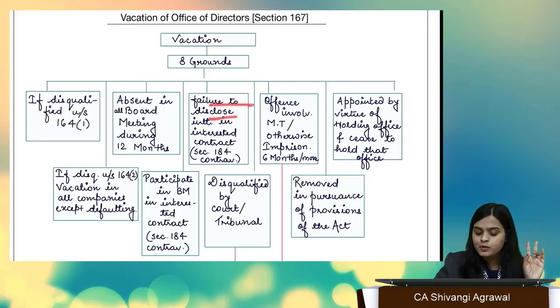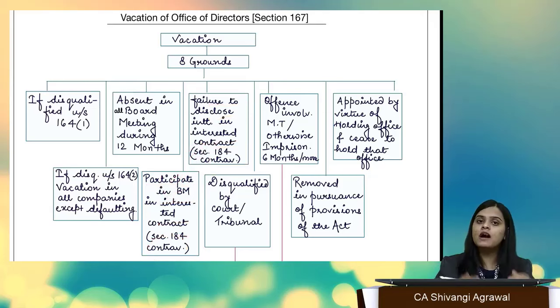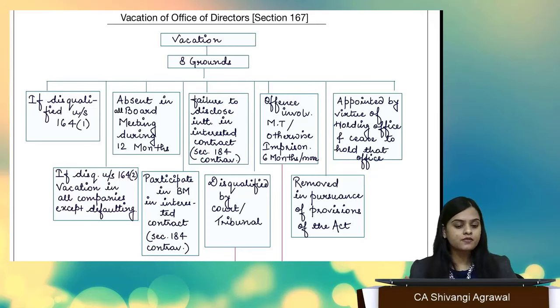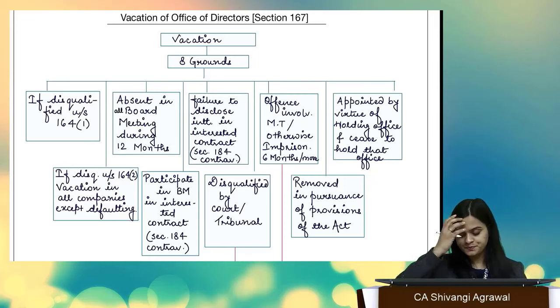So if you fail to disclose your interest, or if you participate in that meeting of an interested contract, both are an offence under section 184. And if you contravene these two, you have to vacate office of director.